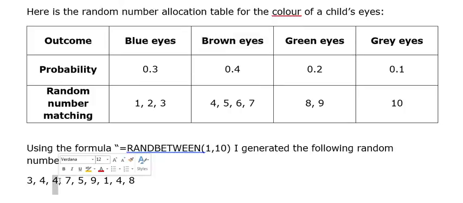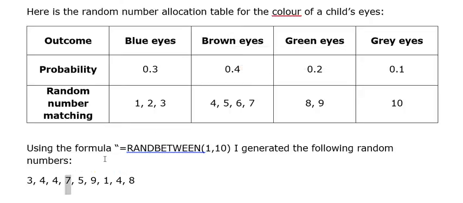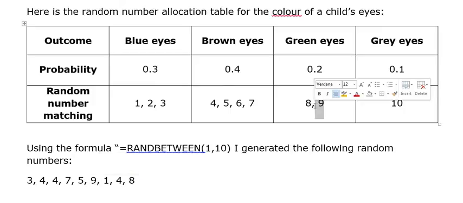The third child that I've simulated also is the number 4, and that number 4 represents having brown eyes. So from the first 3 children that I've simulated, the first one has blue eyes and the second and third one both have brown eyes. Then I go on to child number 4, and child number 4 is a 7, so a 7 represents brown eyes again. Then I get to child number 5, that's the value of 5, so again that's another child with brown eyes. Then I get the number 9, the number 9 represents a child with green eyes.